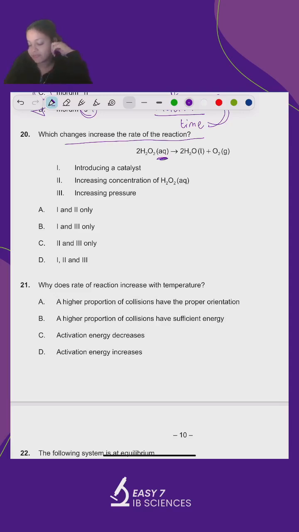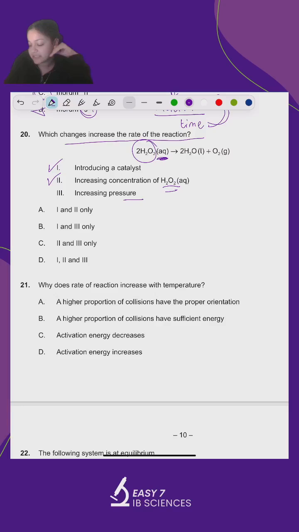So catalysts definitely increase the rate of reaction. That's literally in the definition of a catalyst, right? A catalyst speeds up the rate of reaction by providing an alternative pathway. If you increase the concentration, you have more particles, and if you have more particles bumping into each other, this is a standard level paper, by the way, according to collision theory, you're going to have a faster rate. Absolutely. So that's why I and II, or 1 and 2, are correct.